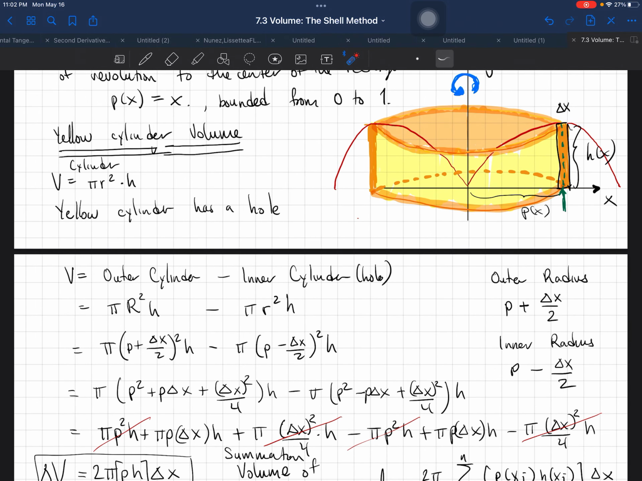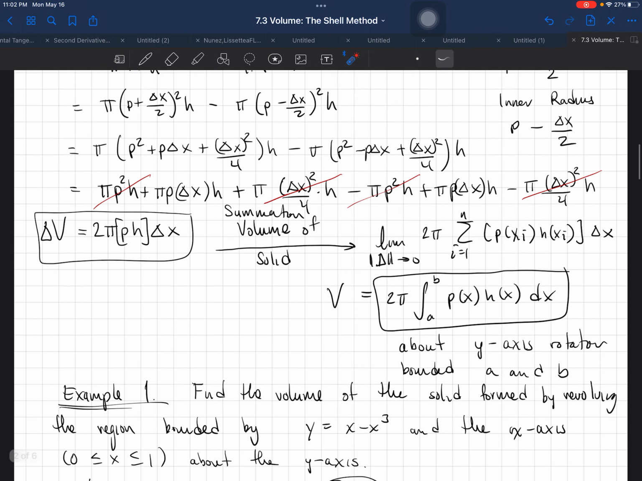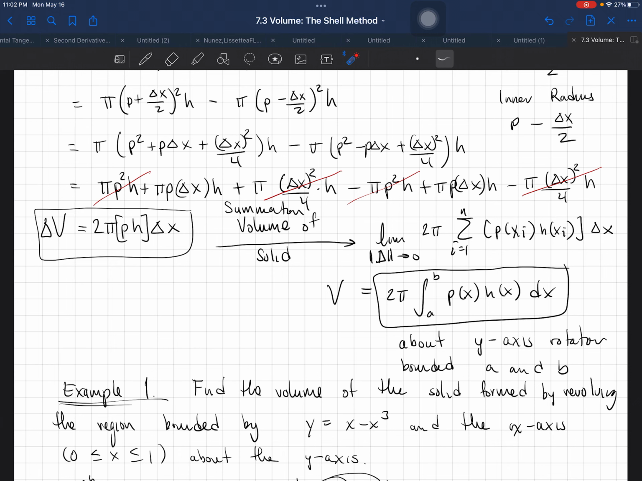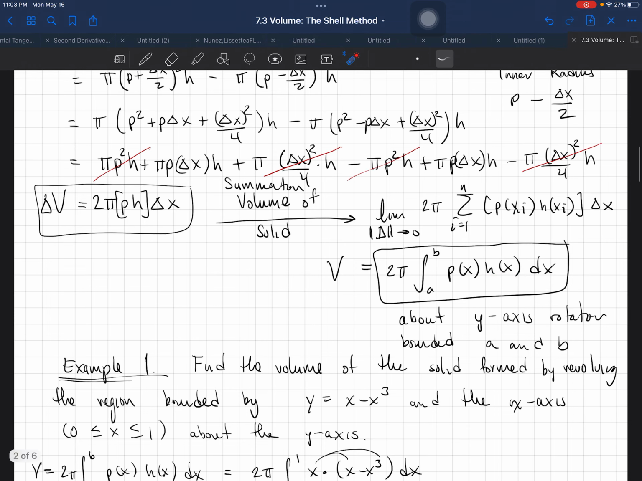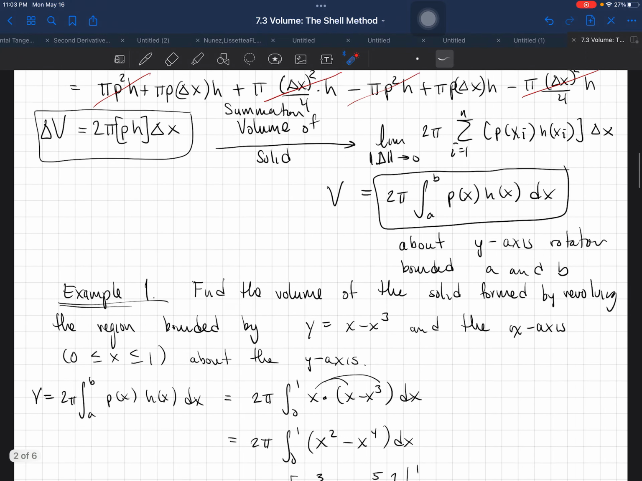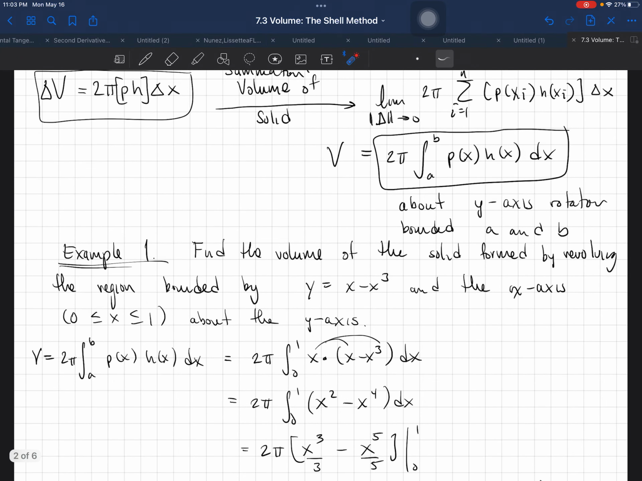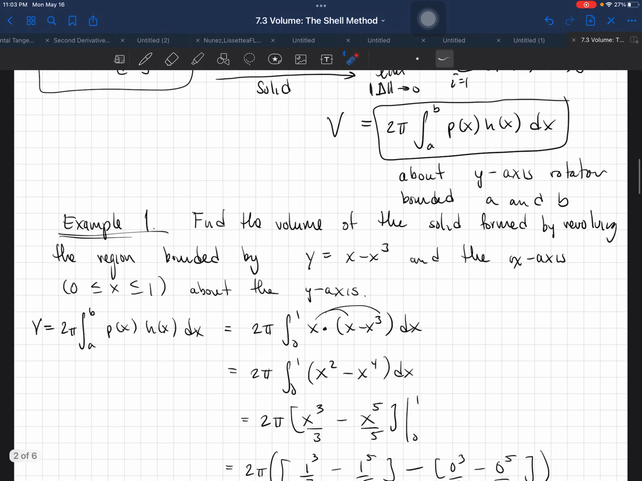Well, a and b will be wherever this travels, wherever delta x is bounded. So therefore, we ended up getting this formula, and this is the formula that we're going to be using. You already know what p of x means. That's the distance of your rectangle to your axis of rotation, and h of x is going to be your height. So this is the formula for rotation about the y-axis bounded by a and b.